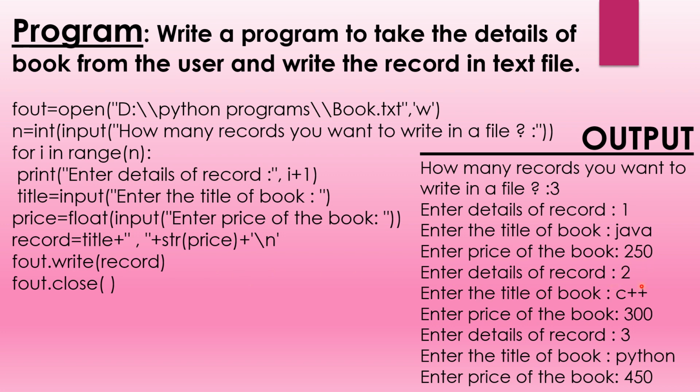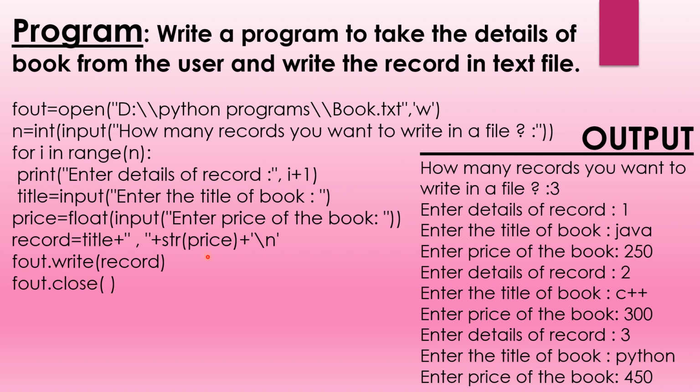Now the second time the loop will run again. You can see again the title of the book is entered by the user, and the price is here. The third time again, the title of the book and this is the price. After the loop has ended, we have used the close function to close the file.